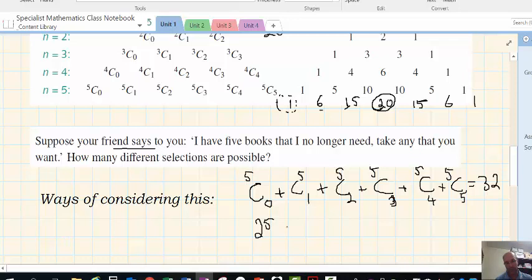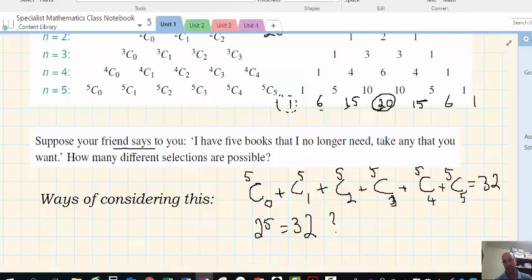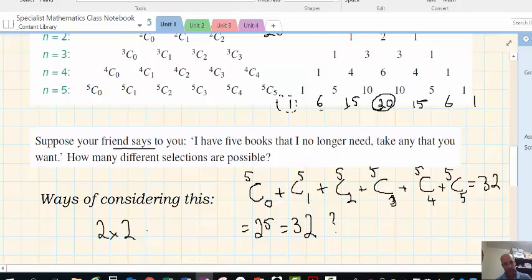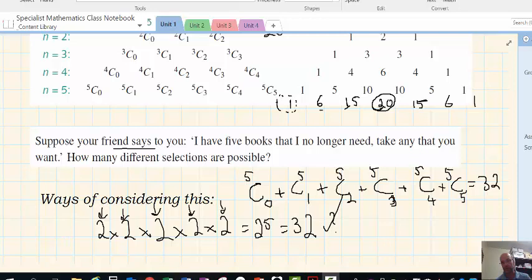But 2 to the 5 also equals 32. Coincidence? Let's pause and think about that. In fact, it's not a coincidence, because if we back that up a bit, for every selection we can accept or reject that book. So we do that 5 times. There's 2 choices per book, accept or reject, so that's 2 times itself 5 times, 2 to the 5th, and yes, that's 32. So the number of options there is 32, which is the same as the number of selections. Same thing.